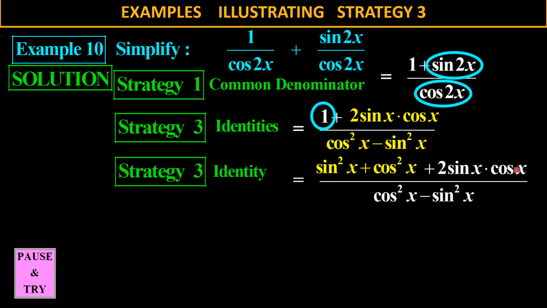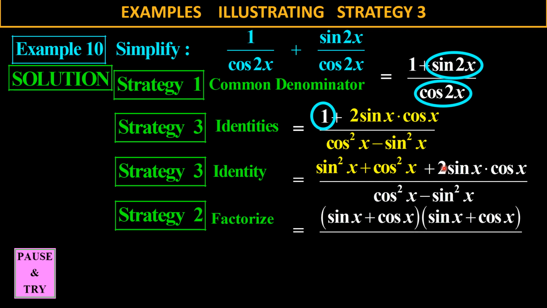Now, no like terms, cannot simplify the numerator, cannot simplify the denominator, but I can factorize. That's correct. The numerator is a trinomial, and I factorize the trinomial. Sine times sine is sine squared, cos times cos is cos squared. And there I've got my factors. The denominator I can factorize, it's the difference of 2 squares.